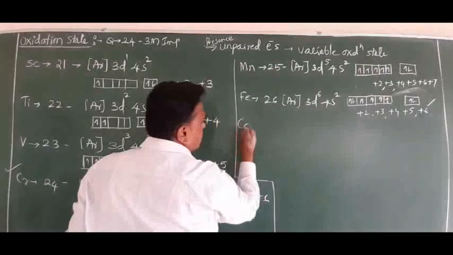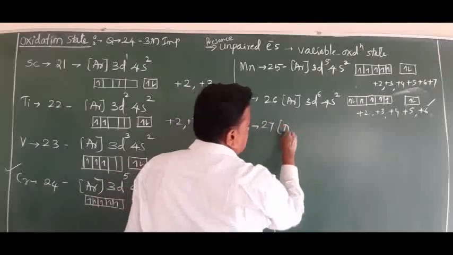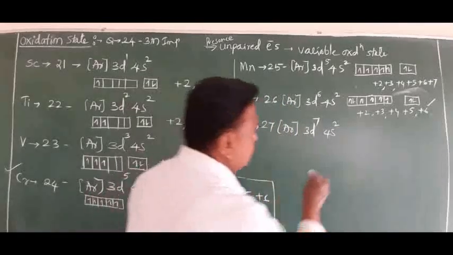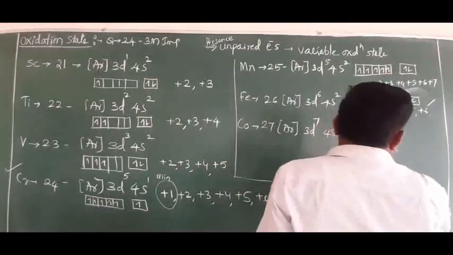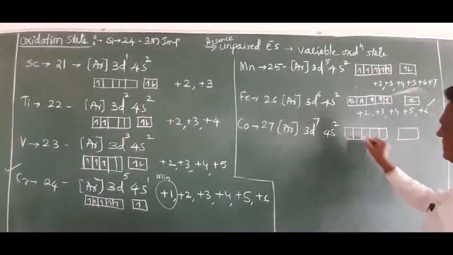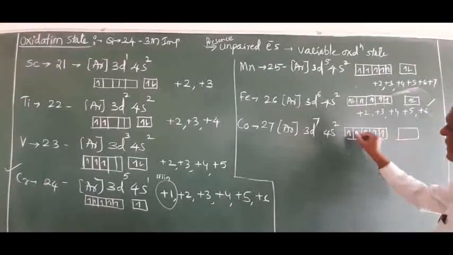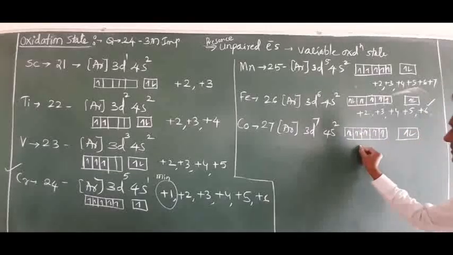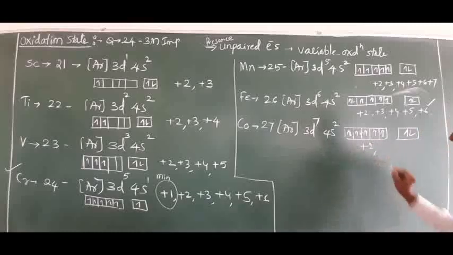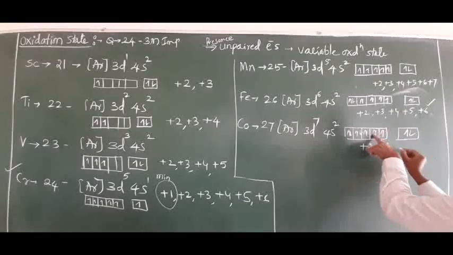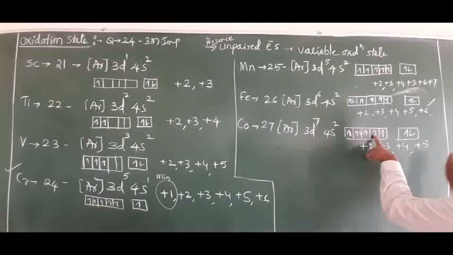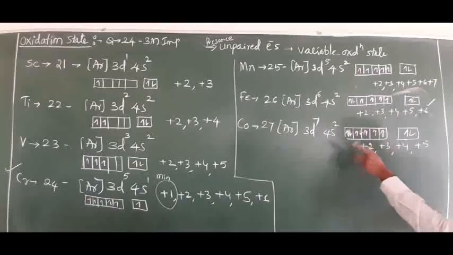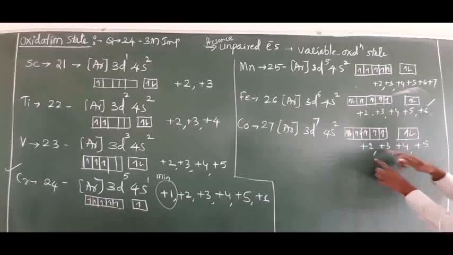Manganese, iron, and this is cobalt. Cobalt 27, argon 3d7 and 4s2. 1, 2, 3, 4, 5, 6, 7. Quickly: +2, +3, +4 and +5. Finish. What has happened to these two? Now it becomes paired. Due to the paired electrons, they cannot be ejected. This is the oxidation state.